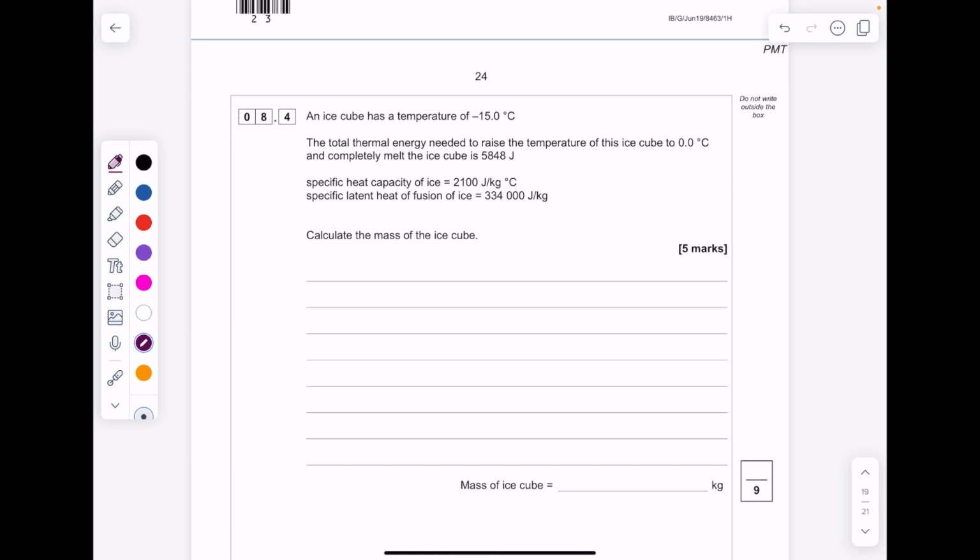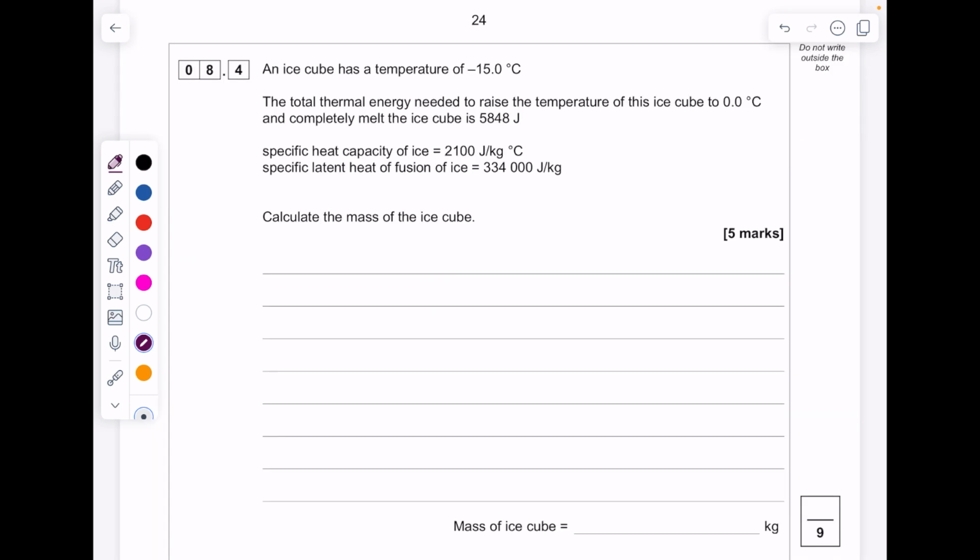An ice cube has a temperature of minus 15 degrees Celsius. The total thermal energy needed to raise the temperature of this ice cube to 0 degrees and to completely melt it is this much energy. Here's your specific heat capacity of ice. Here's your specific latent heat of fusion. Calculate the mass of the ice cube. This is a difficult calculation. You're going to need to use 2 equations.